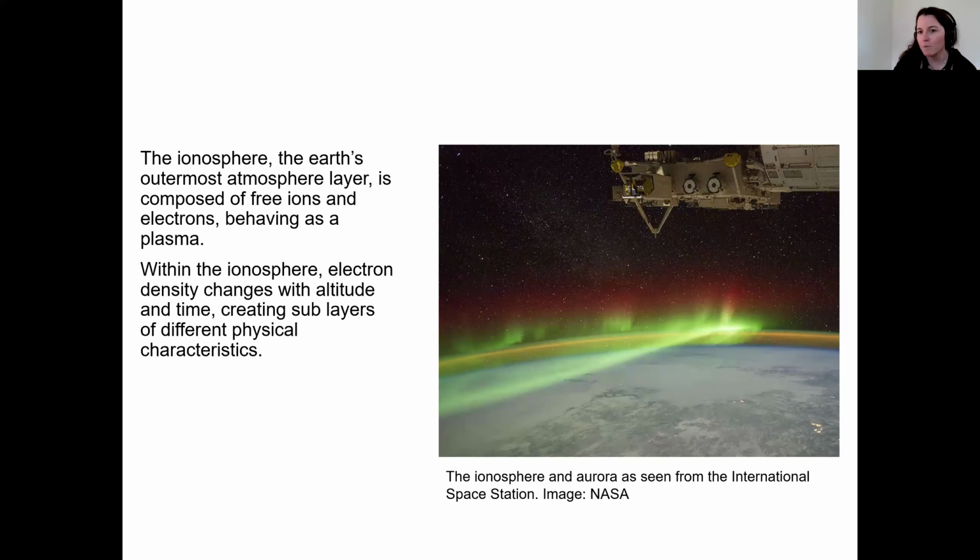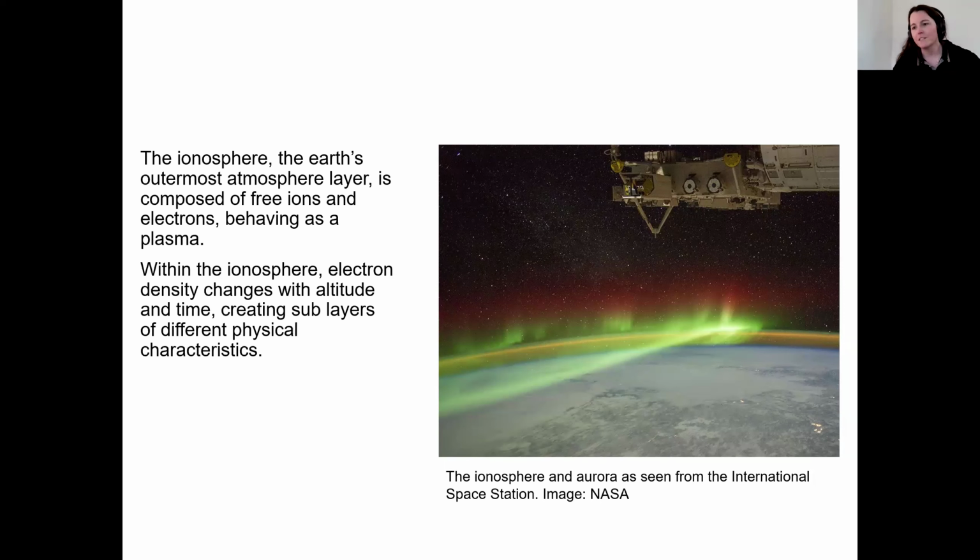So first off, what is the ionosphere? It's the Earth's outermost atmosphere layer. We can see a representation here. I would say actually a photograph of when you can see the ionosphere. This is an aurora taken from the ISS, and it's a great representation of what we're talking about when we talk about the ionosphere.